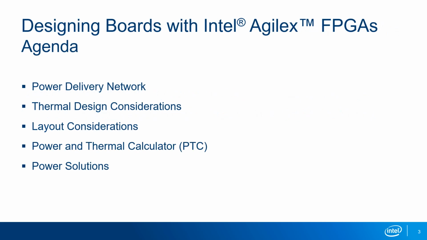Here's the agenda. First, I'll share some of the new features in the Intel Agilex devices that will make board design with Intel FPGAs easier. This includes changes in the new PDN tool and also some thermal design considerations and solutions. Then I'll talk about some of the new packaging features that will help simplify the layout design. I'll move into some of the tools to help you design for power and thermal considerations, and then wrap it up with some Intel Power solutions to help you with your board design.